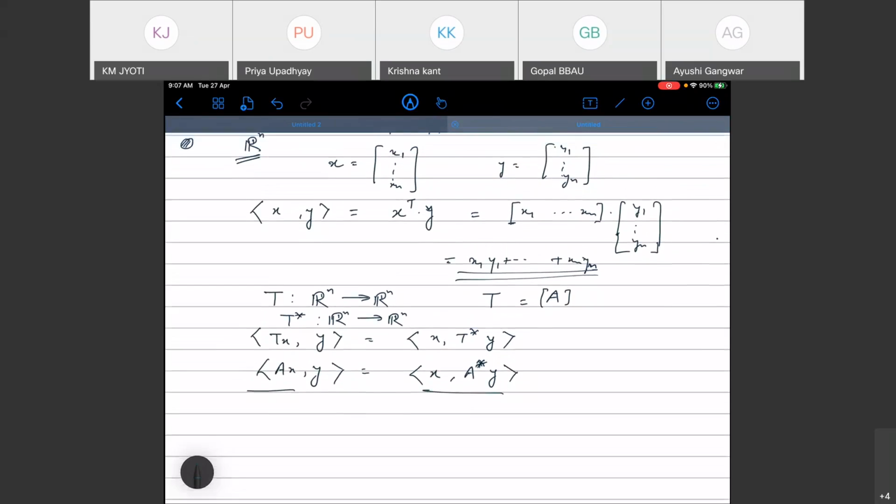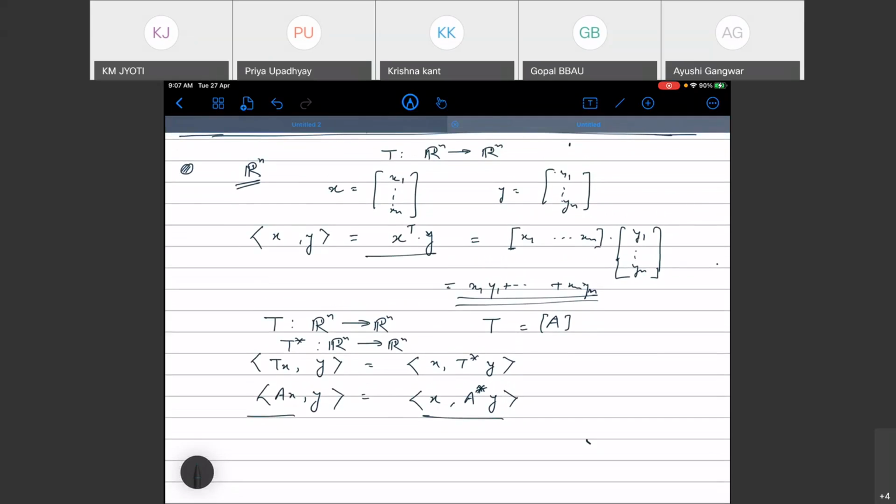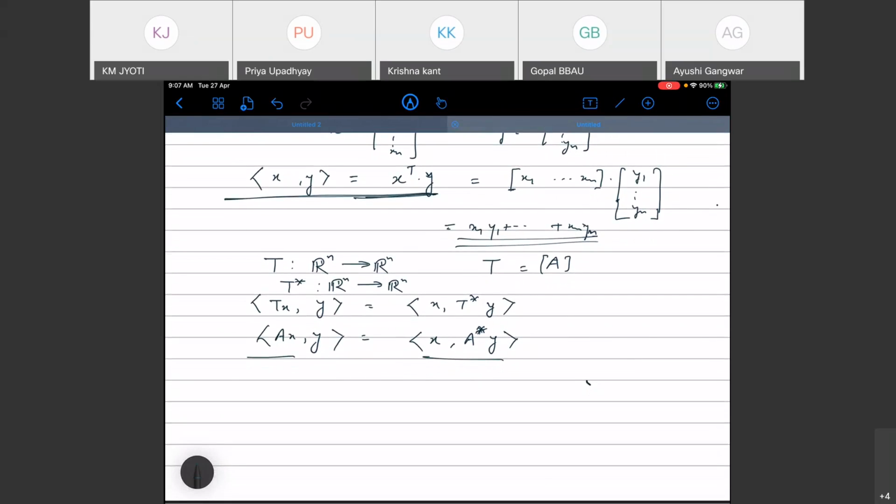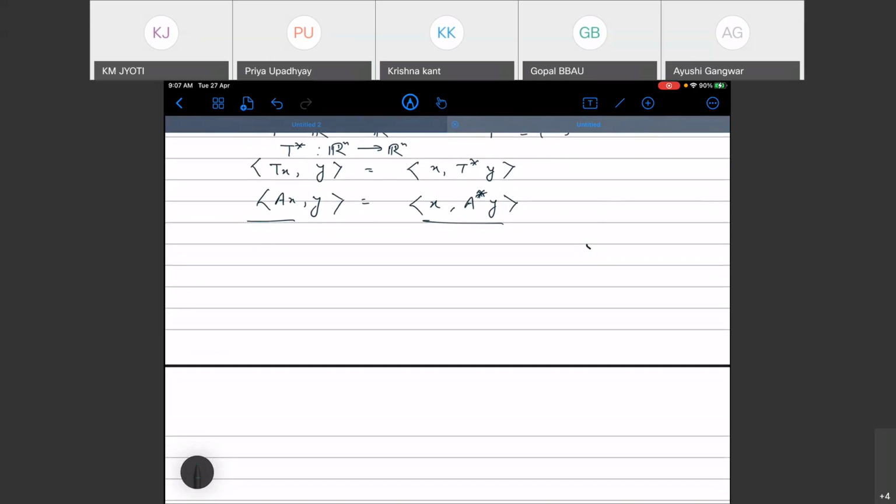So from this place, you have two vectors x, y, and their inner product is x transpose y. Here A is a matrix of order n cross n, and x is a vector of order n cross 1, so it's a column matrix. So Ax will be a column matrix, n cross 1. So <Ax, y> is given by (Ax) transpose y. Do you see this?